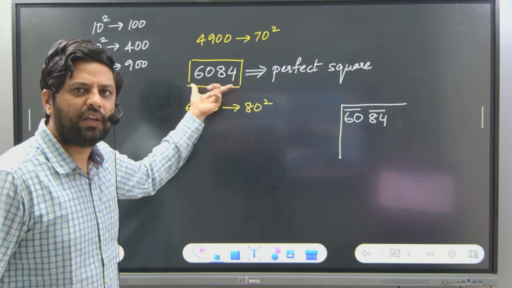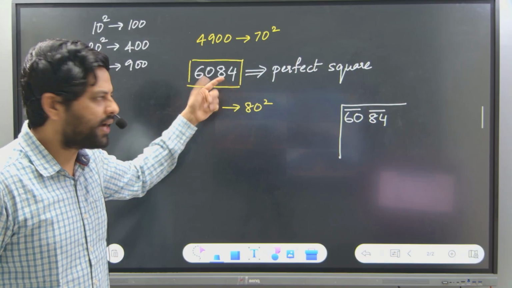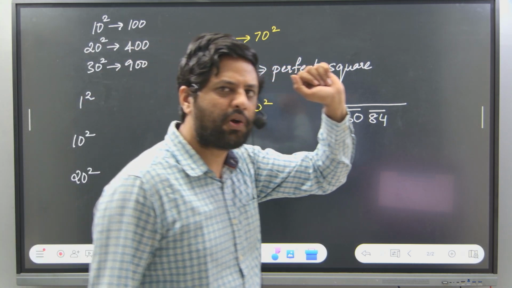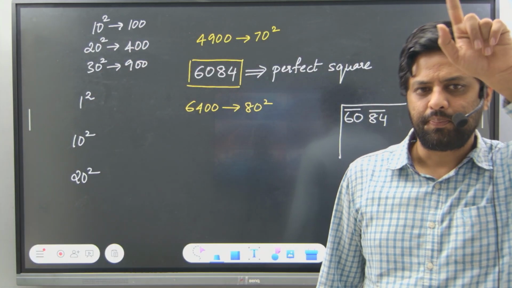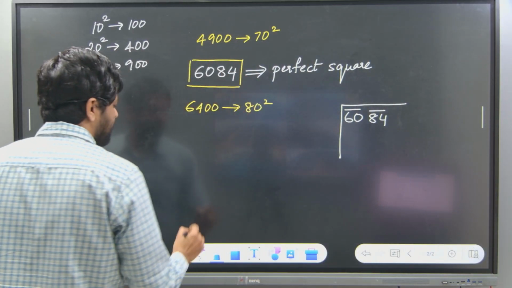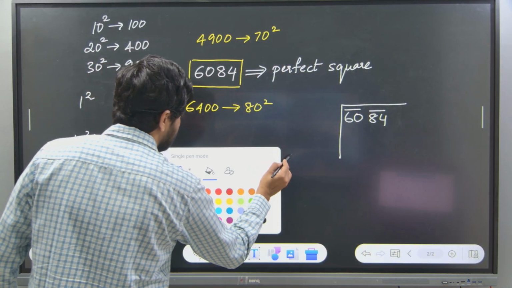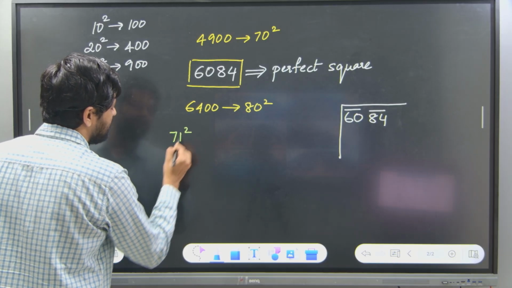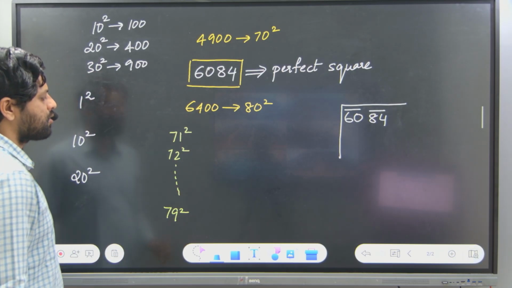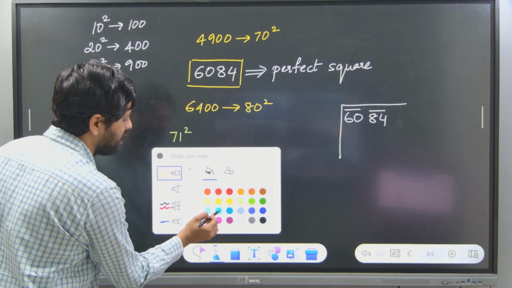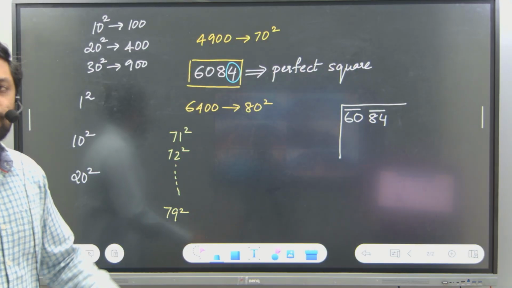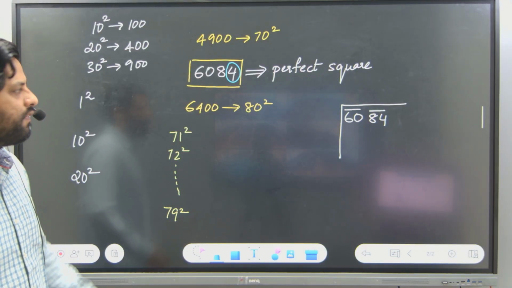So if 6084 is supposed to be a perfect square, the answer for this should lie between 70 square and 80 square. Do you agree with the first point? Yes, you got this point. Now understand carefully. It has to be between 70 square and 80 square, which means it either has to be 71 square, 72 square, so on until 79 square. The next thing we need to focus on is the 4.